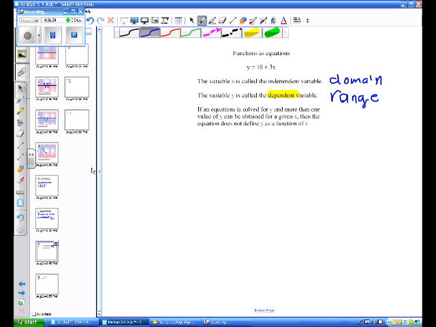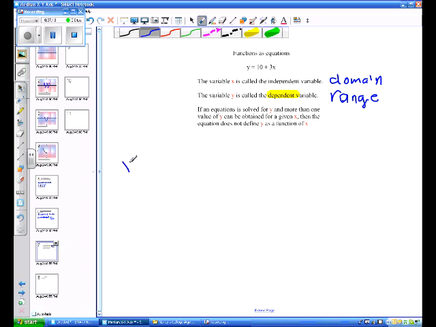Now, to be able to tell if an equation is a function, you want to solve your equation for y. And if when it's solved for y, more than one value of y can be obtained for a given x, then the equation does not define y as a function of x. What you do is you find one value that would make an exception. So let's look at a couple of examples of some equations and decide if these equations are functions.